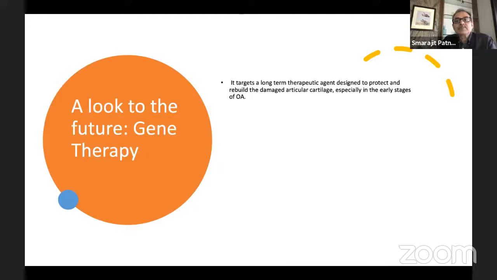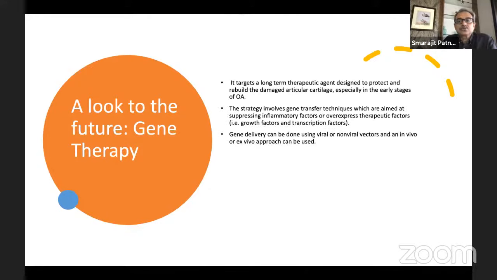Whereas the gene therapy is a long-term therapeutic agent, and it helps in rebuilding the damaged articular cartilage, especially in early stages of osteoarthritis, where we still have a lot of normal cartilage tissue. So the strategy here is we use gene transfer techniques, and these are inserted into the inflamed knee, which suppresses the inflammatory factors, and also it overexpresses the therapeutic factors, the various growth factors.